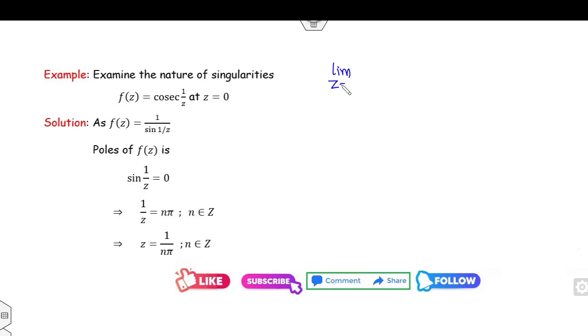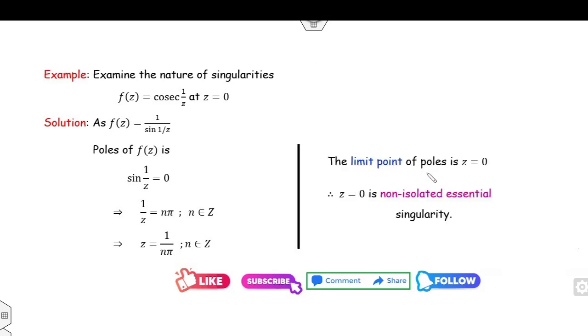What is the limit point of z as n approaches infinity? As n approaches infinity, z clearly goes to 0. Therefore, the limit point of the pole is 0, and 0 is the non-isolated singularity.